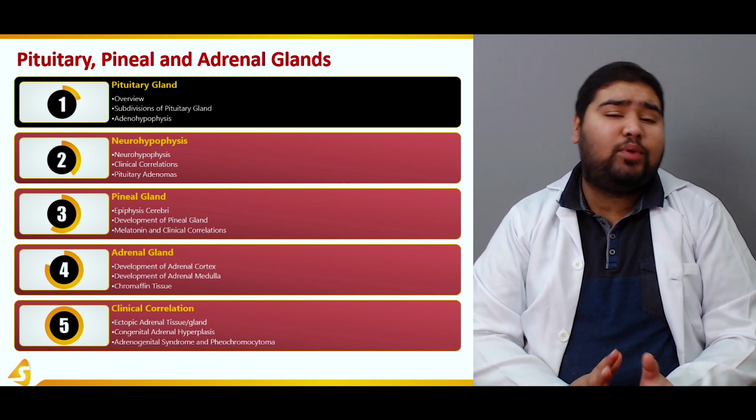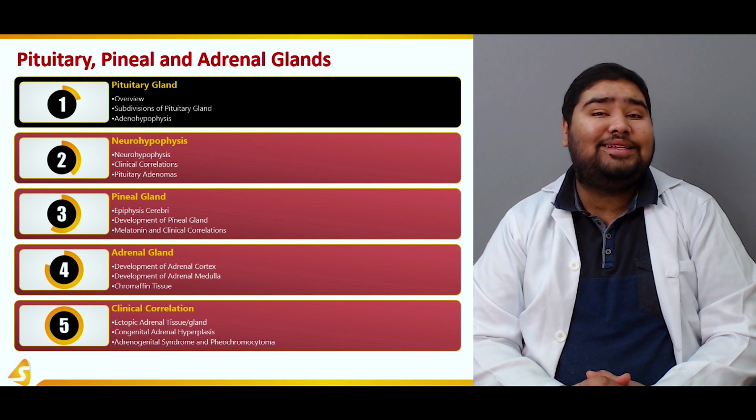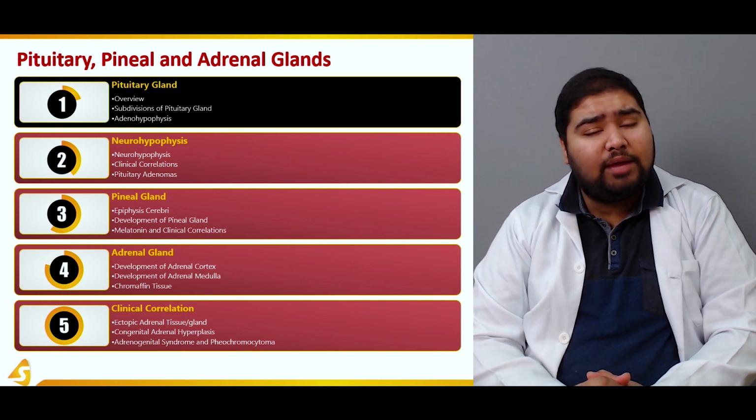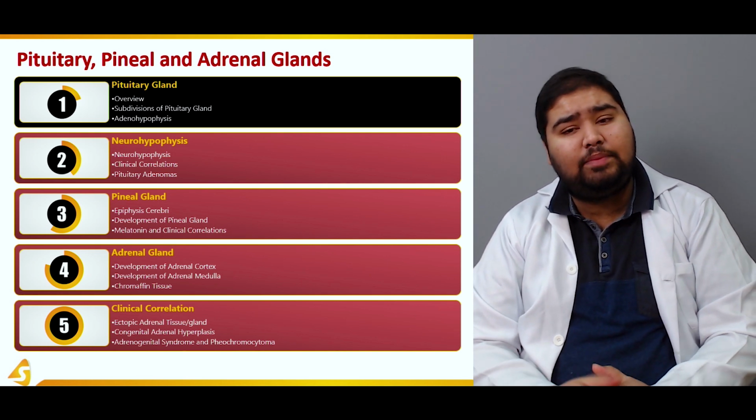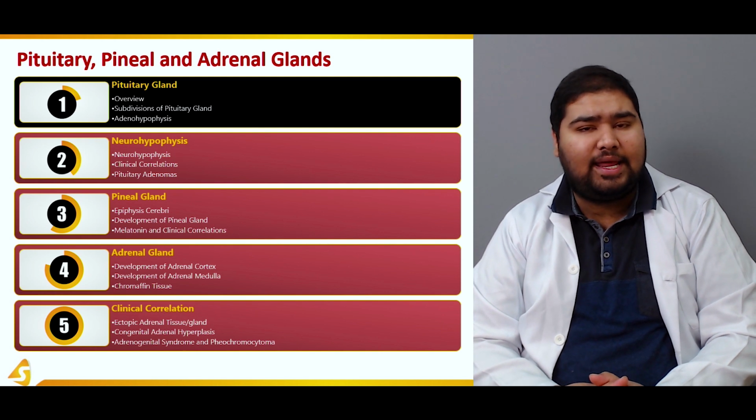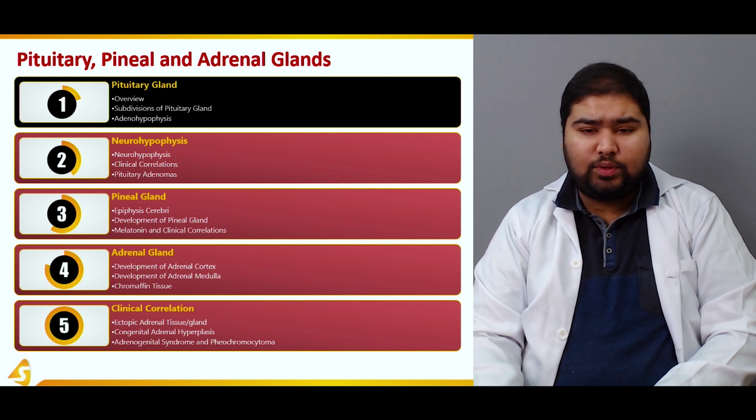Then we'll see the various parts of the pituitary gland as separate. We'll talk about adenohypophysis in this section and the other part, the neurohypophysis, in the next section. So let's get into it.